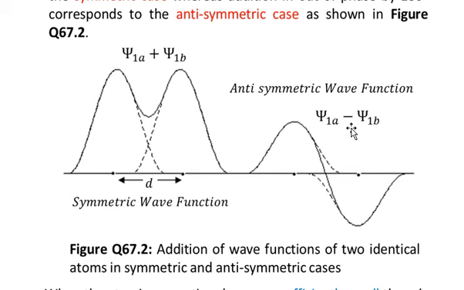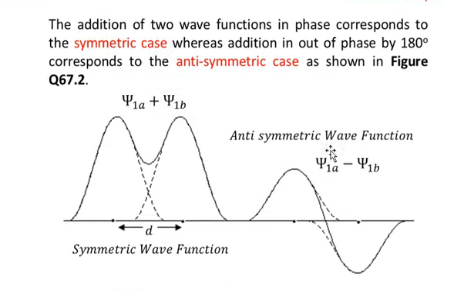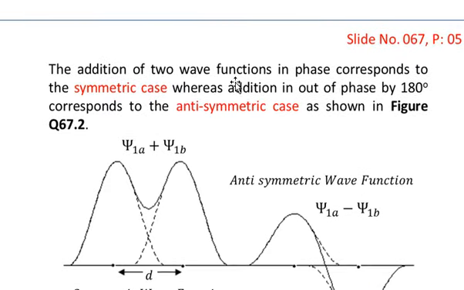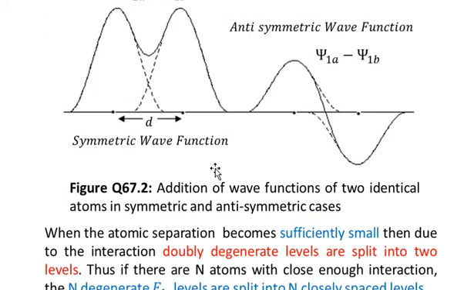This negative sign indicates that the wave function of atom B is 180 degrees out of phase with respect to the wave function of atom A. So we have shown the symmetric wave function and the anti-symmetric wave function. The addition of two wave functions in phase corresponds to the symmetric case, whereas the addition out of phase by 180 degrees corresponds to the anti-symmetric case as shown in the figure, which I have explained.